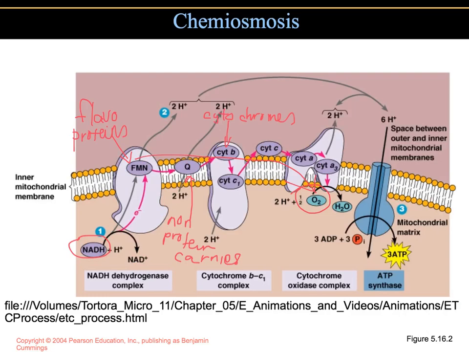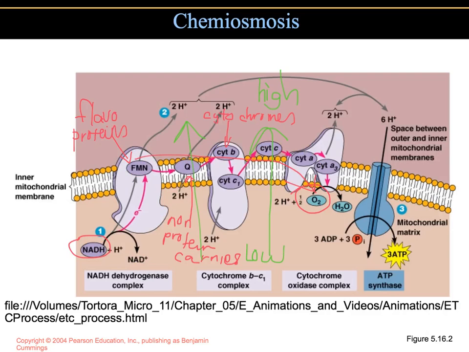You would either hear me call them protons or hydrogen ions. These would get shuttled against their concentration gradient, so they will be moving in this direction. And remember, they're basically going from low to high, which is not how things usually go. So this is going to require energy.